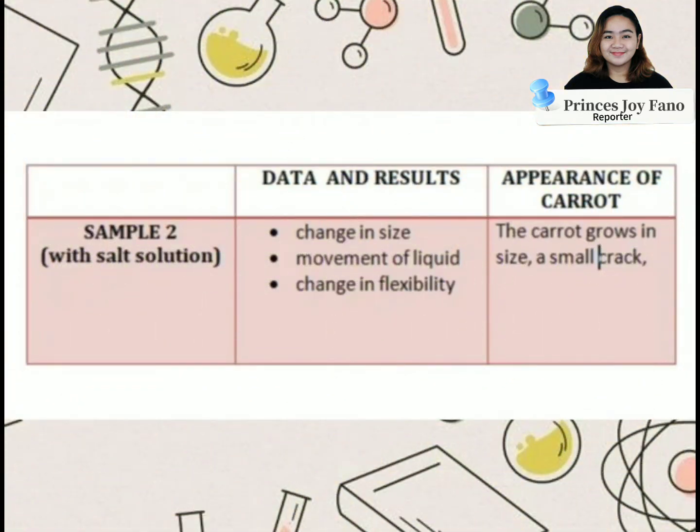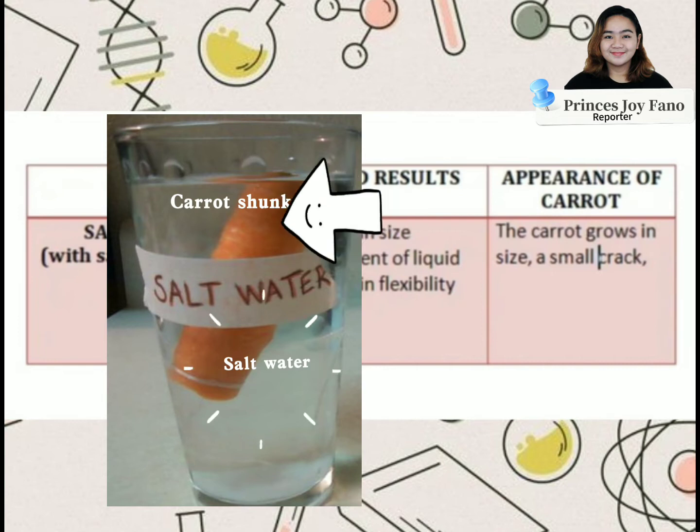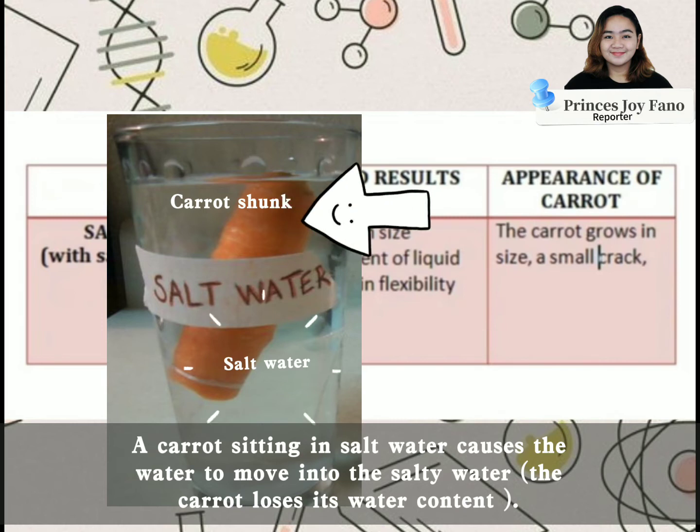Sample 2 is with salt solution. Our data and results: change in size, movement of liquid, and change in flexibility. The appearance of the carrot is that the carrot shrunk. Our conclusion: during the second part of the experiment, the saltwater carrot shrunk. A carrot sitting in salt water causes the water to move into the salty water.